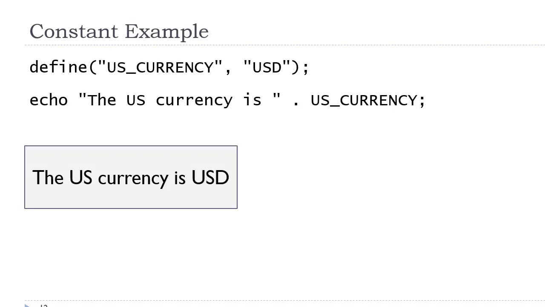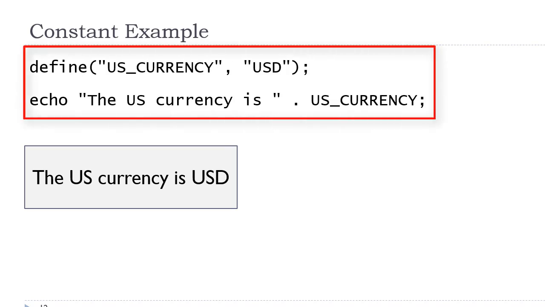Here is an example of using a constant. Here I have the define function, the name of the constant, and the value to which I am assigning. Notice that both of those parameters are in quotations. Now I have an echo statement to display a string and the constant. So I'm saying the US currency is USD. USD is the value of the constant. Notice I am concatenating that expression.